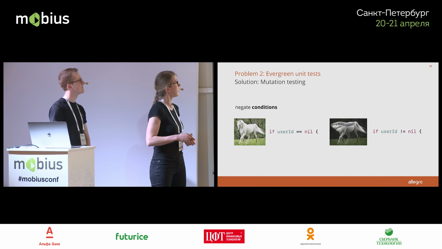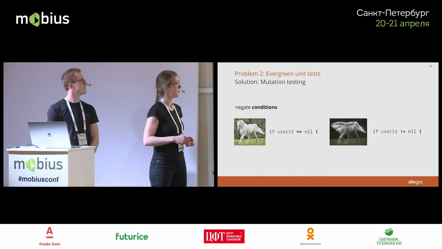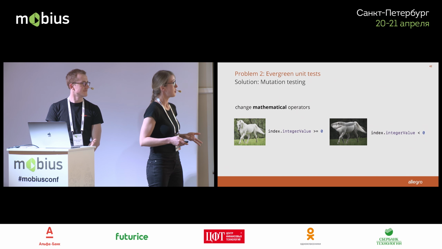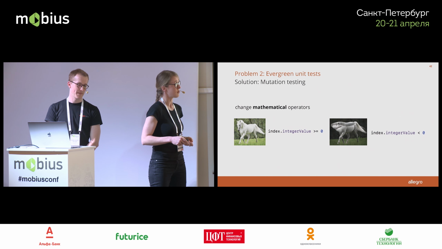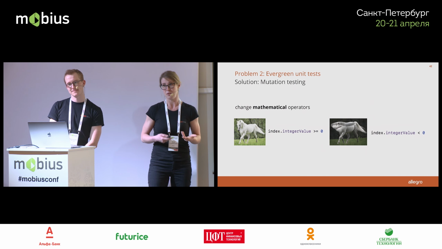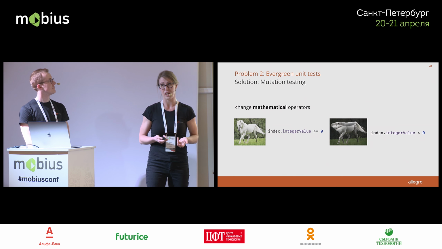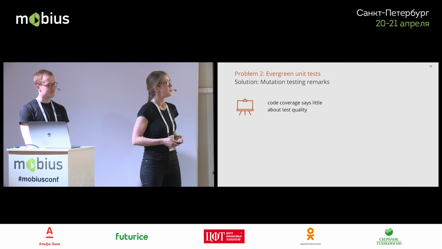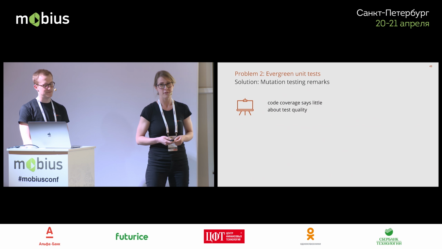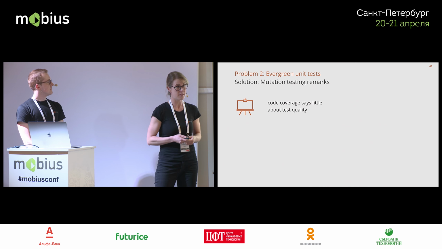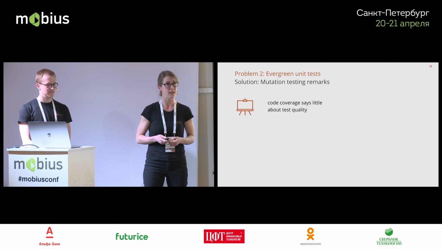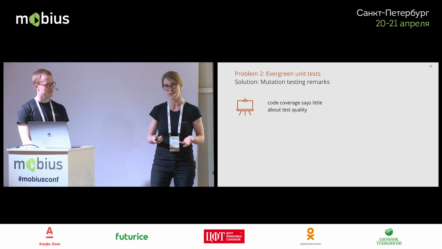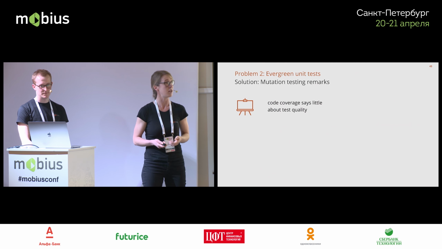You can also negate some conditions. So instead of equals, you have a negation of equality. And you can also change some mathematical operators. Actually, the sky is the limit. You can change anything you want. It's only up to your imagination. And to sum up, we learned that code coverage says little about test quality, because even though the test coverage is high, the tests may be evergreen ones, and they are not checking the things they should.